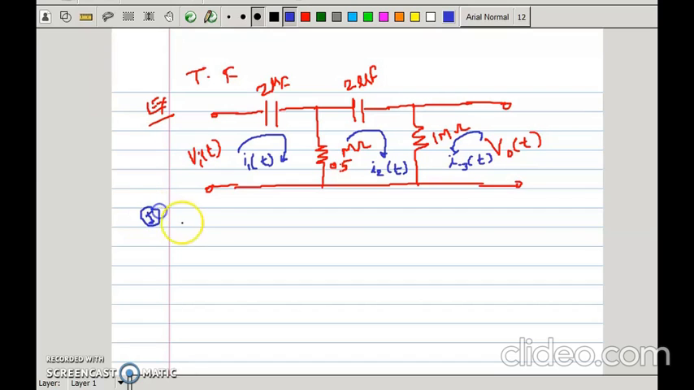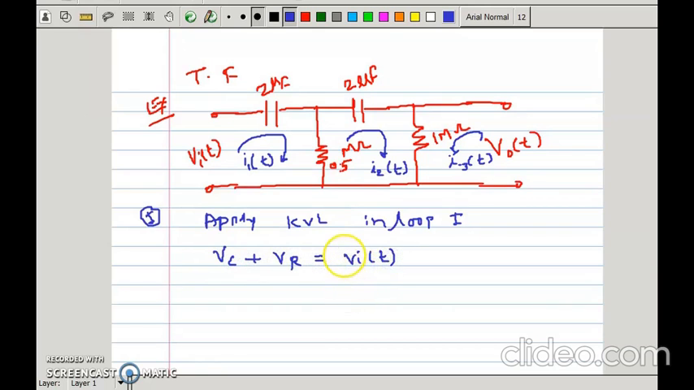Let's start. First, what is the first step? Apply KVL in loop 1. As we apply KVL in loop 1, what happens? See, in loop 1 there are two components, a capacitor and a resistor. So the voltage across the capacitor plus the voltage across the resistor is equal to VI of t, the input voltage, right?